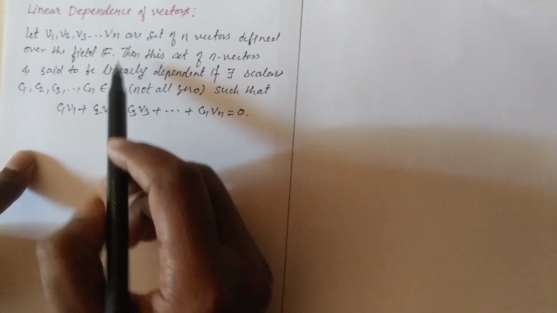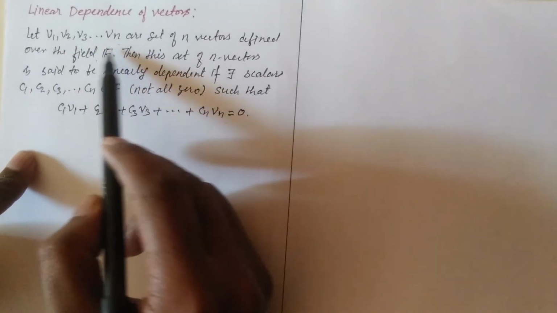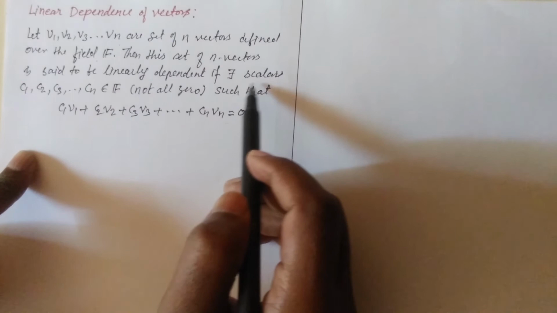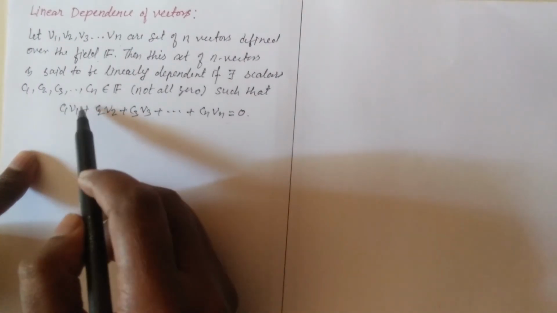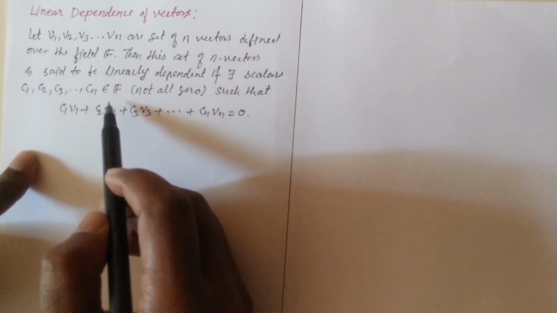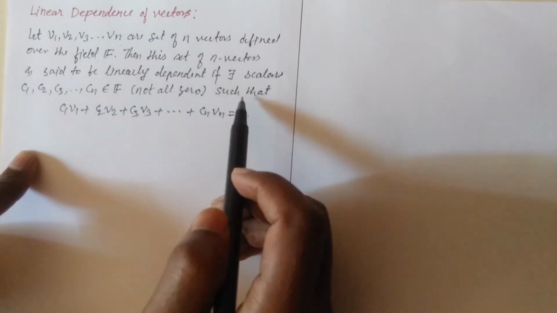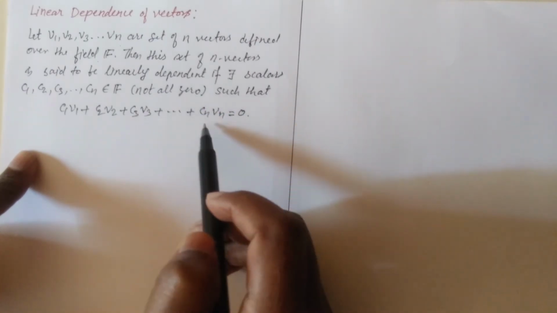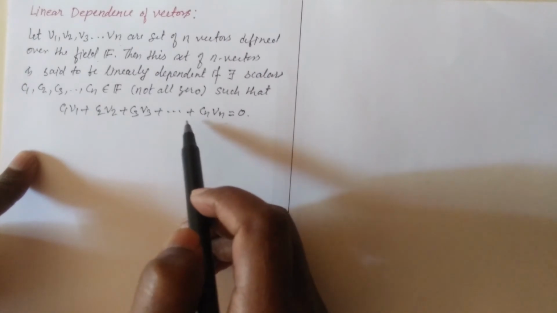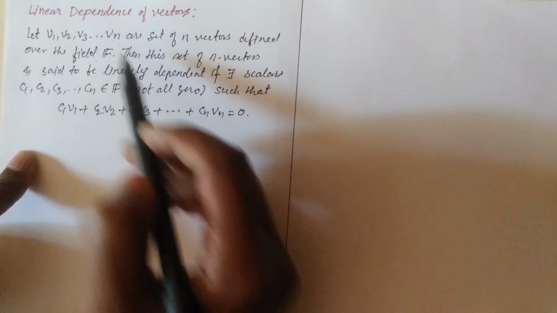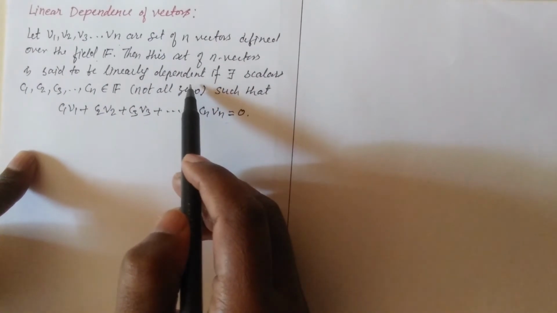In short, a set of n vectors v1, v2 up to vn is said to be linearly dependent if there exist scalars c1, c2, c3 up to cn in the field F and at least one scalar should not be 0 but their linear combination is 0, then we can say that the set of vectors v1, v2, v3 up to vn are linearly dependent.